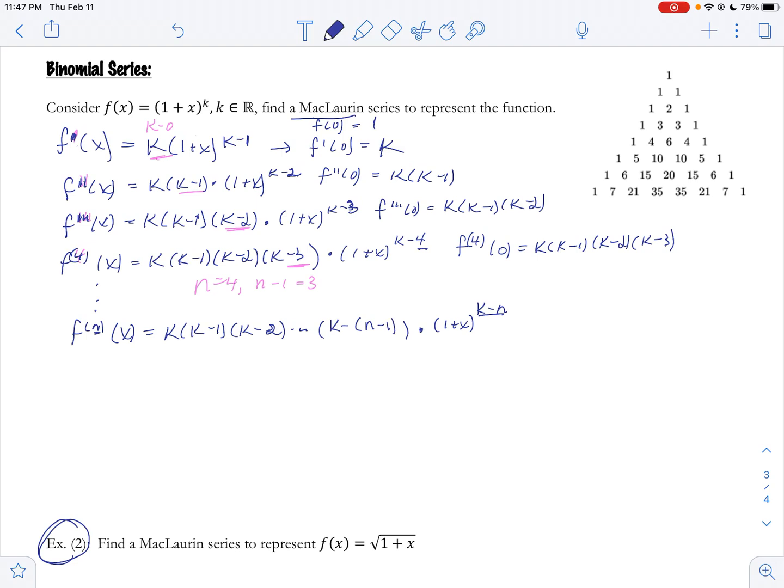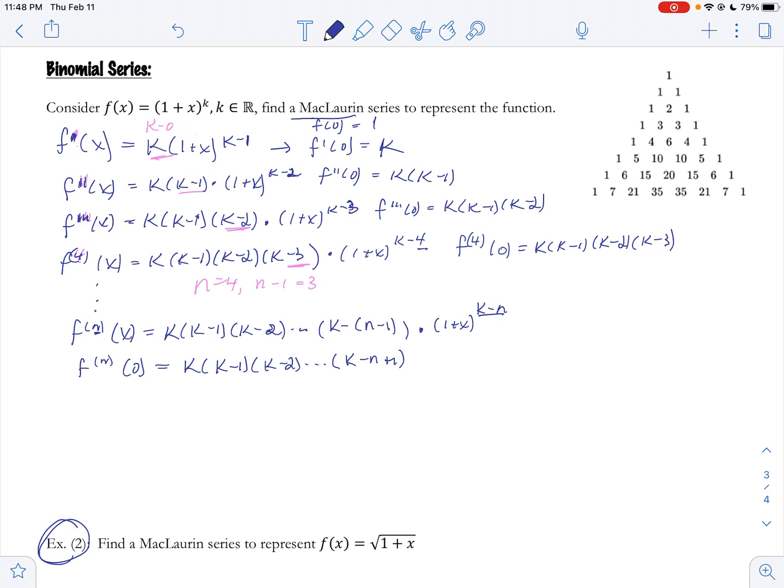So now when we plug in 0, which I'll just do under here, so the nth derivative of f at 0, that 1 plus x term is going to cancel, and it's just going to be the k expressions. And I'm going to go ahead and distribute in that negative sign so I can remove one of the sets of parentheses. So I end up with k times k minus 1 times k minus 2, and so on and so forth, all the way down to k minus n plus 1.